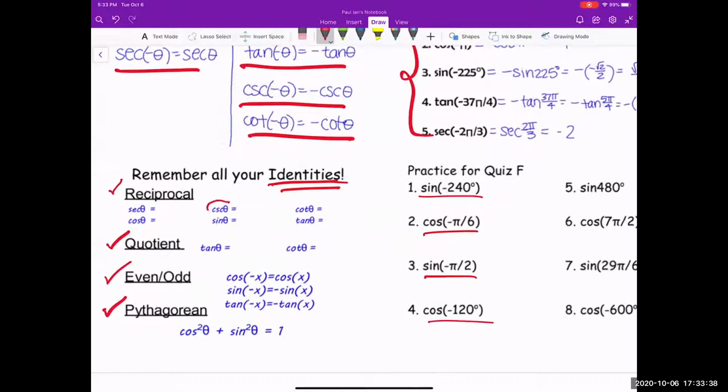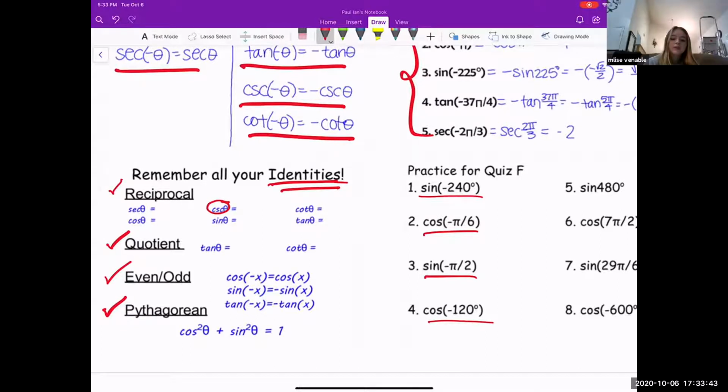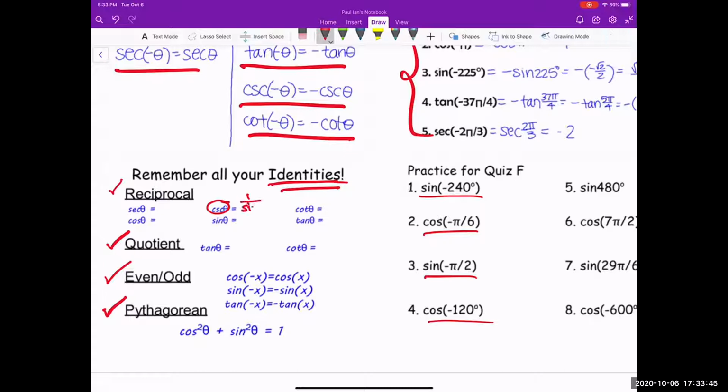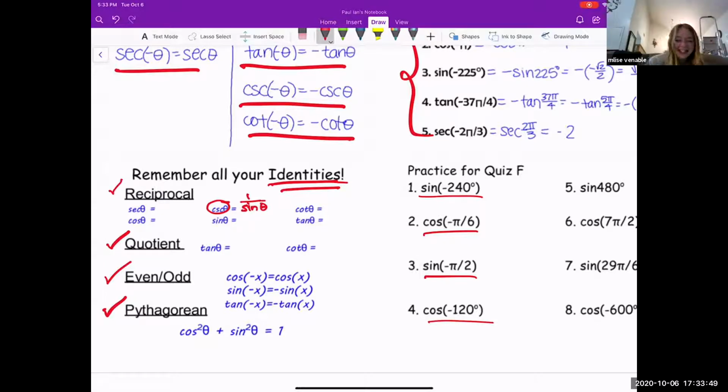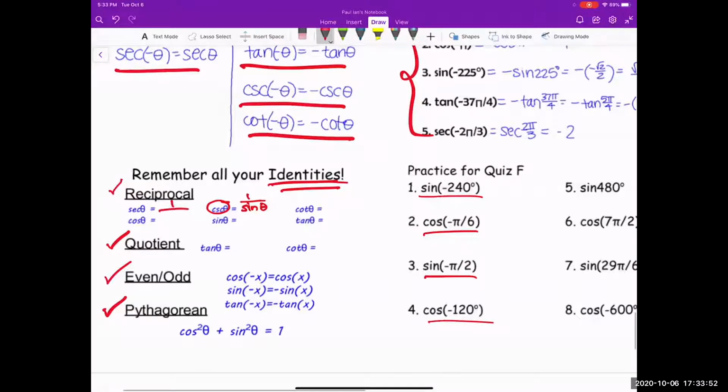So what is cosecant theta? What is the reciprocal identity of that? It's 1 over sin, right? Sine, whatever. Yeah, sine. Okay. And I know it's spelled like sin. I know what you mean. I had that same thing as well.